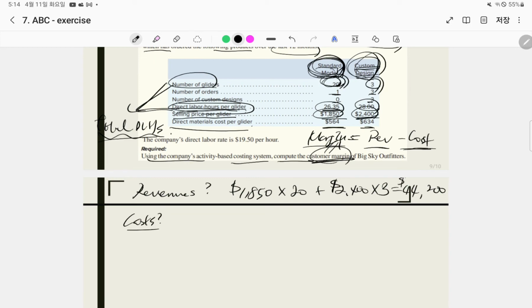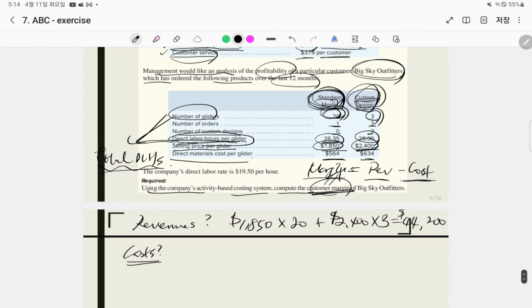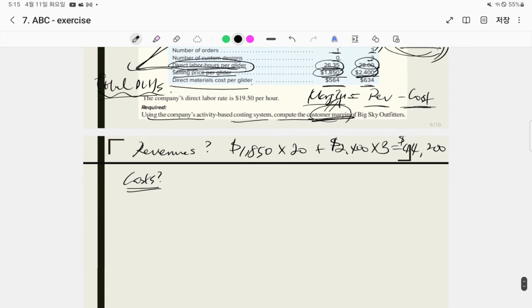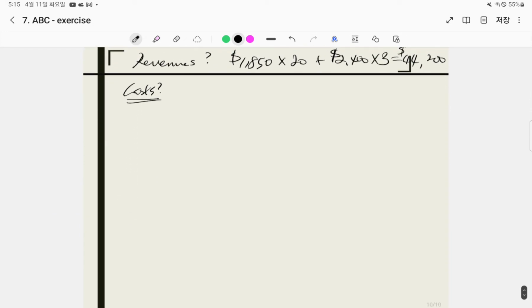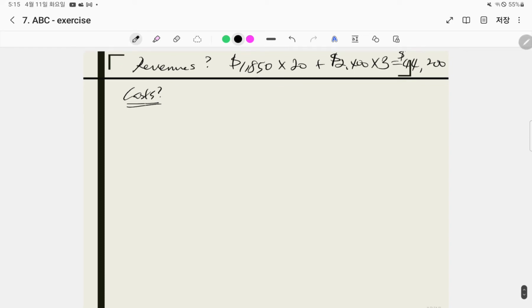How about the cost? So Big Sky Outfitter ordered 20 standard model and 3 custom designed model. So we should accumulate and trace all the cost incurred to produce these 23 gliders. Okay, so going back to the very beginning of our course, product cost, manufacturing cost consists of direct material, direct labor, and overhead, right?